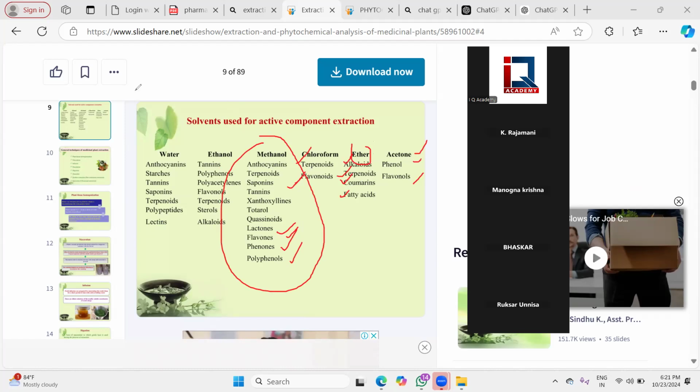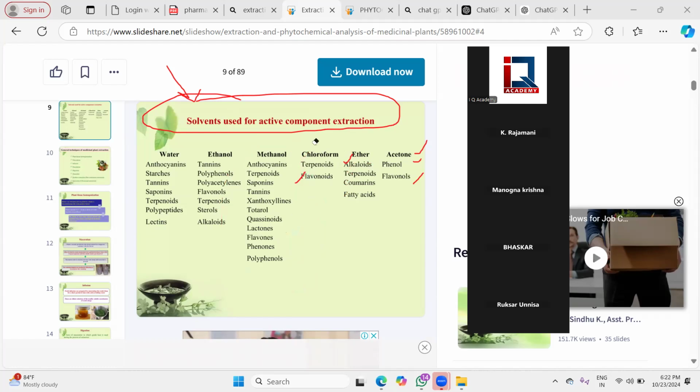So generally in extraction, we are going to use solvent, and this solvent is helping us to extract pharmaceutical ingredients, active pharmaceutical ingredients from the crude products, and these are the solvents generally we are using for extraction.